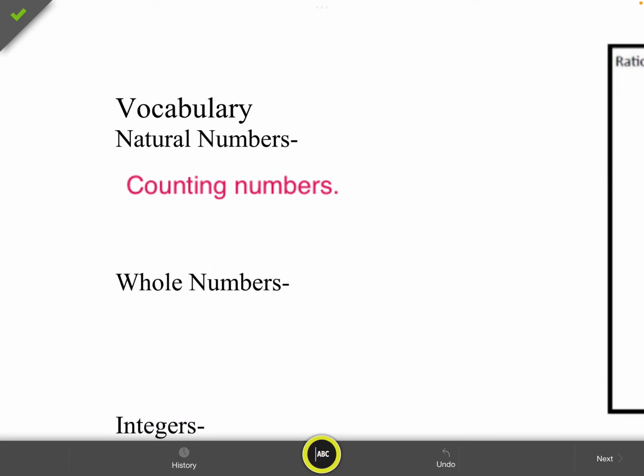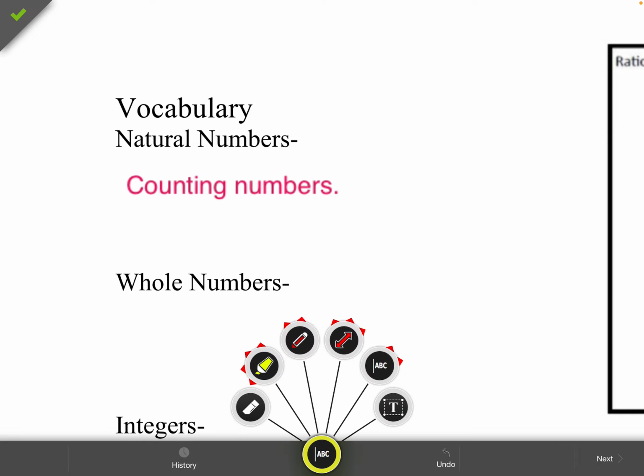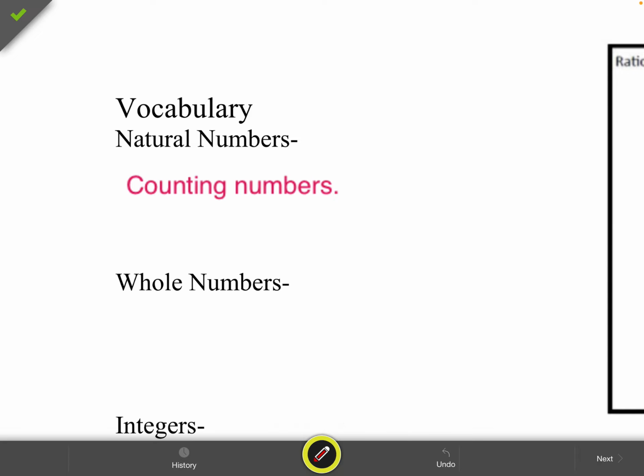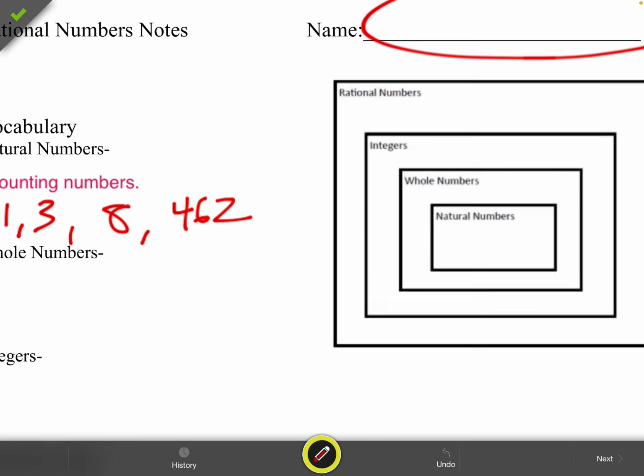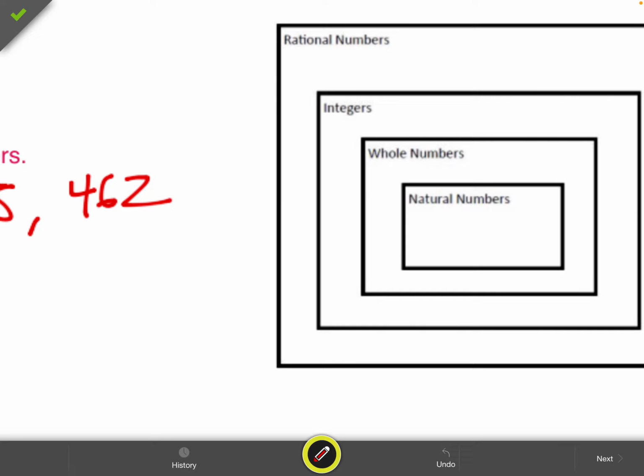Natural numbers are basically what my 3-year-old is learning right now in preschool. Counting numbers 1, 2, 3, 4, 5, 6, 7, 8, 9, 10, and so on. Okay, it could be any number. I'm going to leave some examples here. 3, 8, 462. It does not include any negative numbers. It does not include 0. I'm going to take my examples here and fill them in. 1, 3, 8, 462.